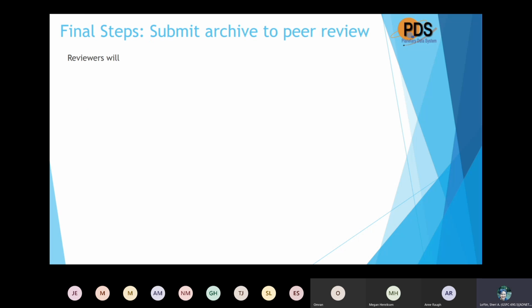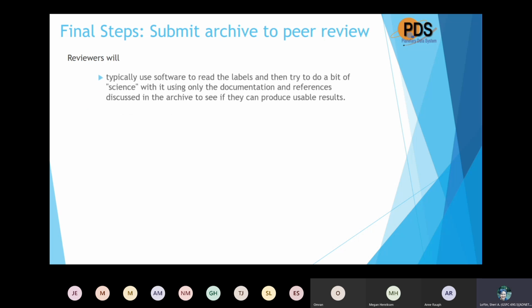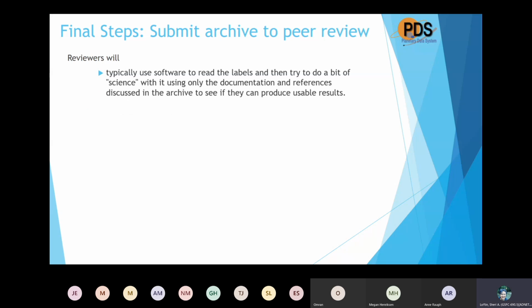And then you'll go through a peer review. This is managed by the PDS node, but it does involve you. Your opinion will be taken into account, and we'll bring in 2 outside reviewers, and they have the following goals. They want to make sure that your data are understandable, that your data are readable, and that it's useful. So they will use software to read the labels, to read in your data using the label files, and then they'll try to do a little bit of science with it. And they'll only use the documentation and references within your archive to see if they can produce usable results.